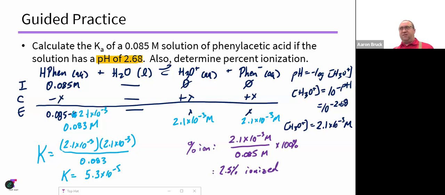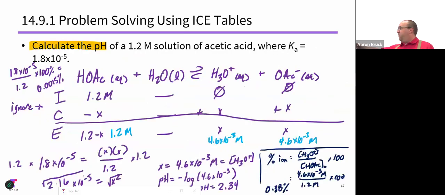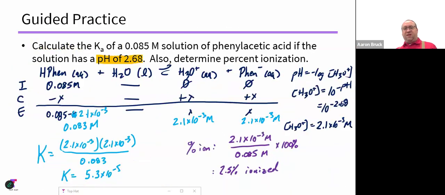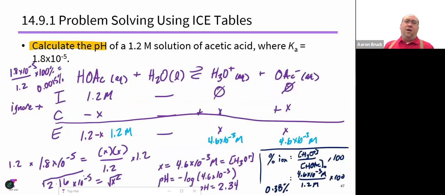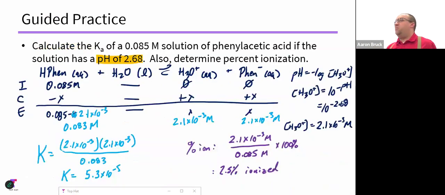So if we compare percent ionizations, the first example was 0.38%. This one's 2.5%. Why the difference? Well, we can see that the Ka values are not that different from each other. This one does have a slightly more acidic Ka, 5.3 times 10 to the negative fifth compared to 1.8 times 10 to the negative fifth. But the bigger difference here is the concentration. Concentration of 1.2 molar compared to the concentration of 0.085.